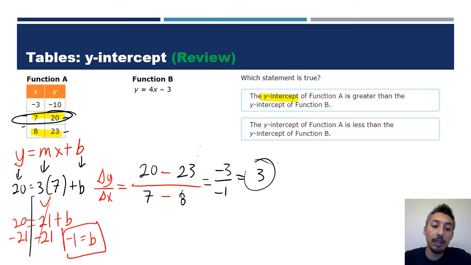For function b, it's pretty straightforward. Our y-intercept is just -3. We don't have to do any calculations. We can just tell just by looking at it. So which one is greater? Is -1 greater than -3? Yes, it is. It's closer to the positive direction. -1, so the y-intercept of function A is greater than the y-intercept of function B.